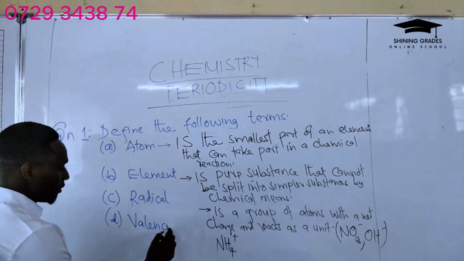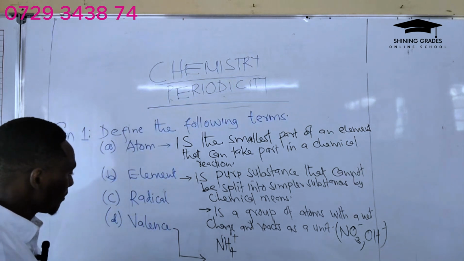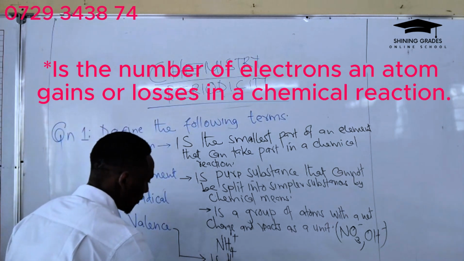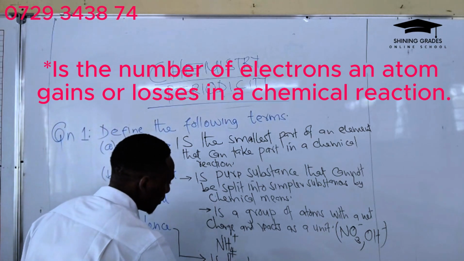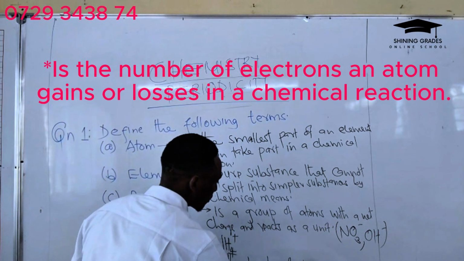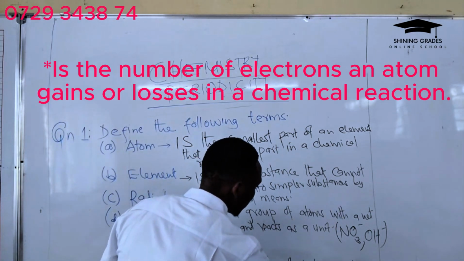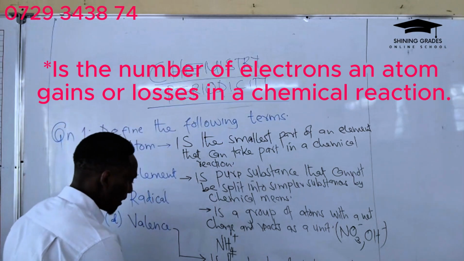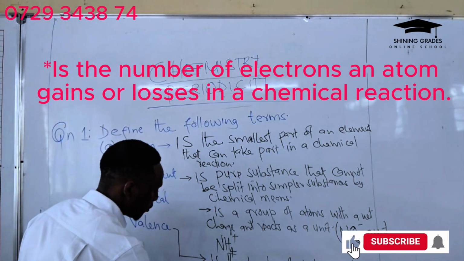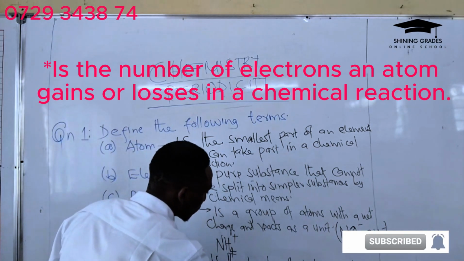Then lastly, we have valence. What is a valence? Valence is the number of electrons an atom gains or loses in a chemical reaction.